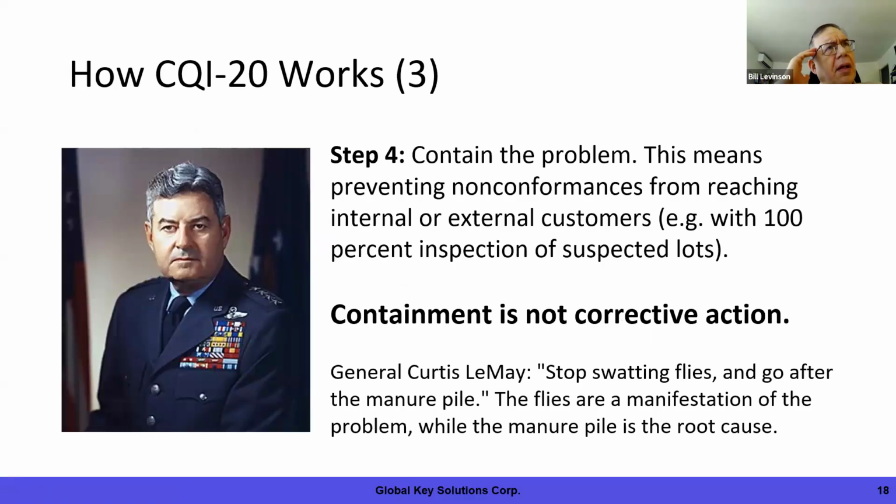Okay. I was getting an echo here, I wasn't sure why.